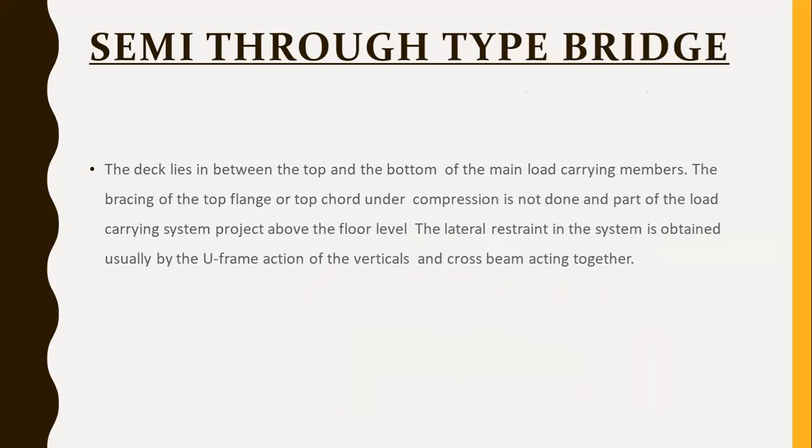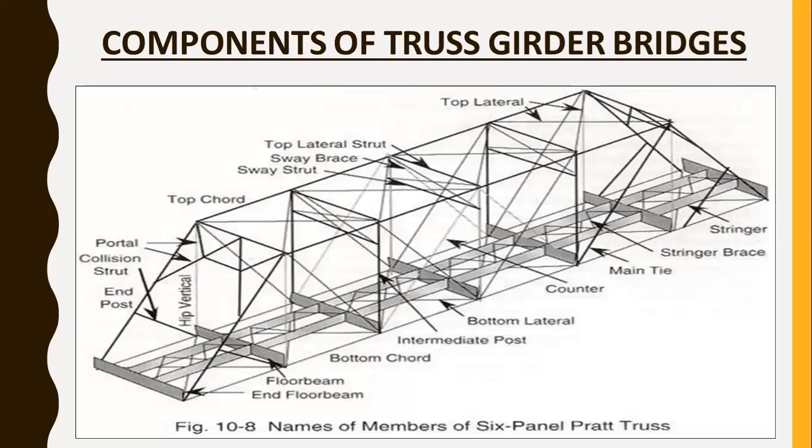Now talking about semi-through type bridges, the deck lies in between the top and the bottom of the main load carrying members. So the bracing of the top flange or the top chord under compression is not done, and part of the load carrying system projects above the floor level. The lateral restraint in the system is obtained usually by the U-frame action of the verticals and the cross beam acting together.